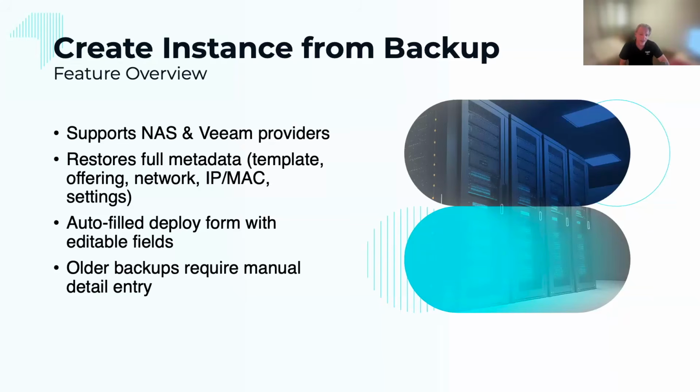It's important to say that this feature allows you to deploy a new instance directly from an existing backup. And when available, these details are automatically populated in the deployment. For example, the complete metadata includes the original template, compute offering, network offering, IP and MAC addresses, and other configuration you have there. So when you consider all the backups made before 4.21, you need to manually enter the required information to create a new instance.